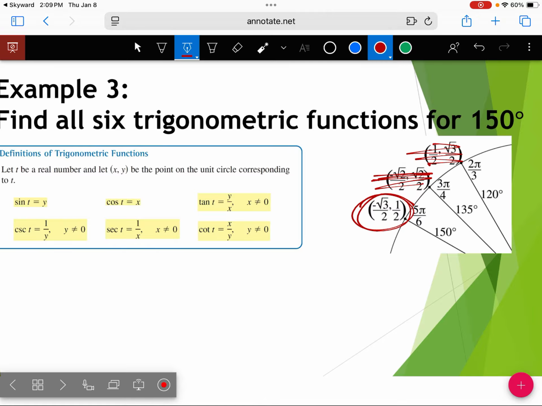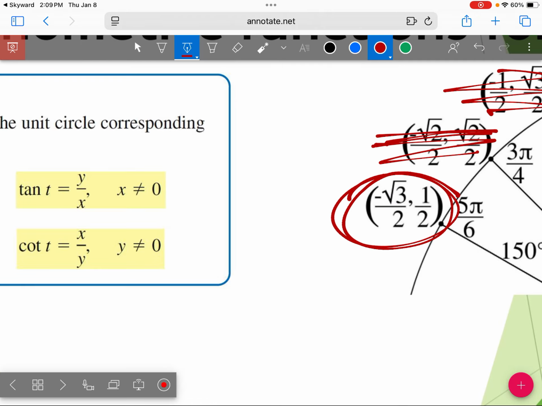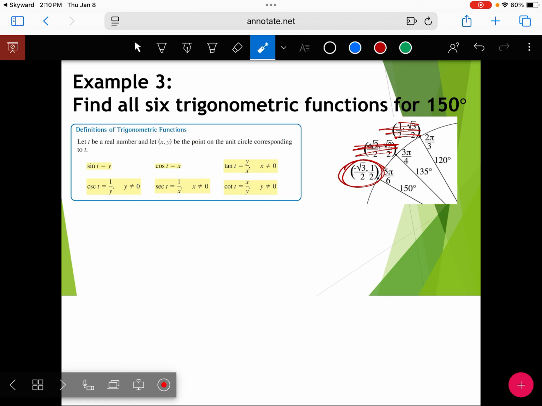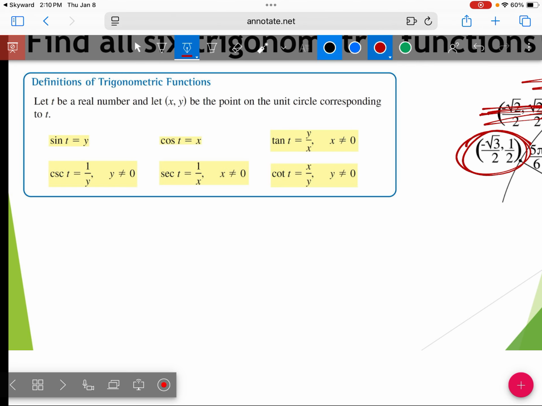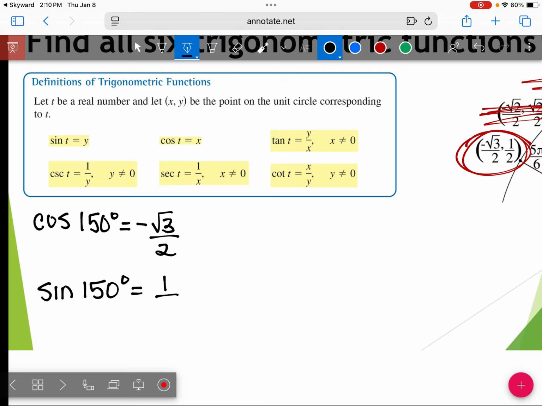All right, so first of all, we know that x is, what's x going to be, sine or cosine? Cosine, and we know y is sine. So we got those two. So I'm going to go ahead and write that. The cosine of 150 degrees is negative root 3 over 2. The sine of 150 degrees is 1/2. All right, who had those two? All right, that's good. So now let's flip them.